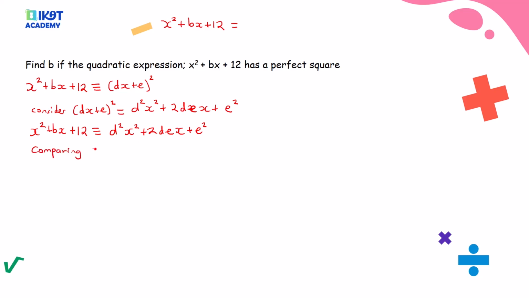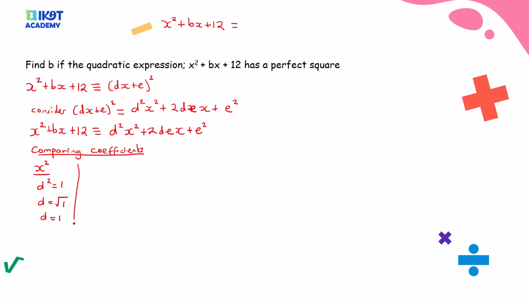So now we are going to compare coefficients, and I think I've said this before, that coefficients is the number just before a term. So we're going to start with x squared. Here x squared is 1, here x squared is d squared. So d squared is equals to 1. So d will be square root of 1. So what is d? d is 1.